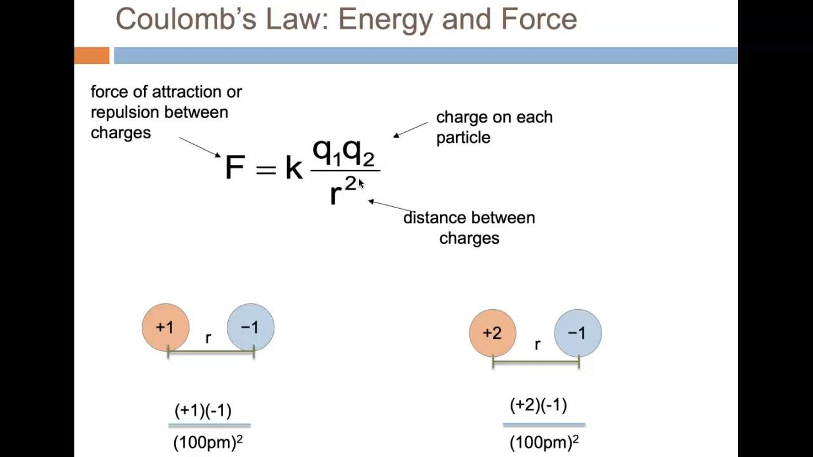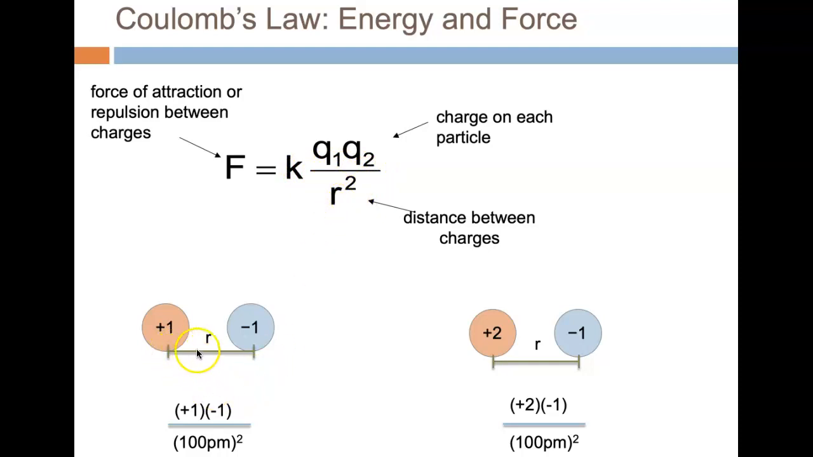Okay, what does that mean? Let's look at an example. So here was the charge on the first particle. That would stand for Q1. So notice in parentheses, I put +1 for Q1. Here's the second charge. It's a -1. It's Q2. So down here, I put Q2 is -1. And the formula tells me you multiply Q1 times Q2. You're then going to divide by the distance between the charges squared.